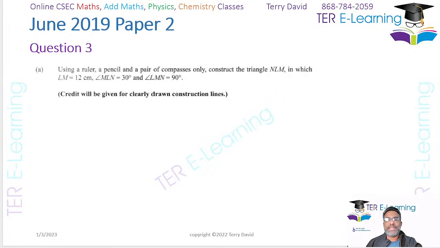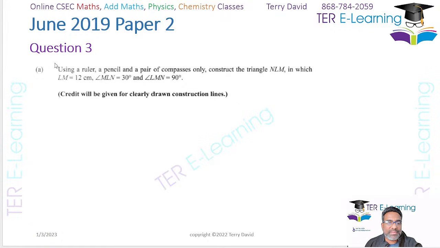Alright, now, third question. Using a ruler, a pencil, and a pair of compasses only, construct triangle NLM, in which LM is 12 and MLN is 30.